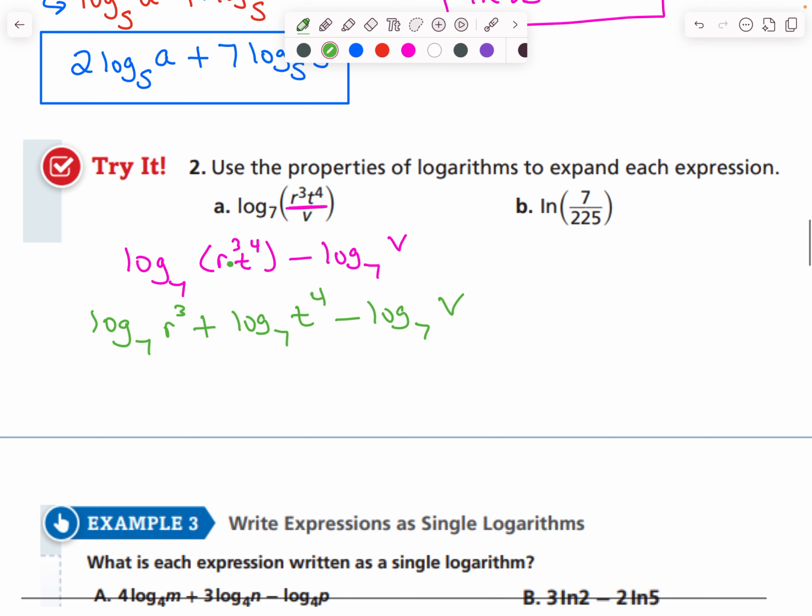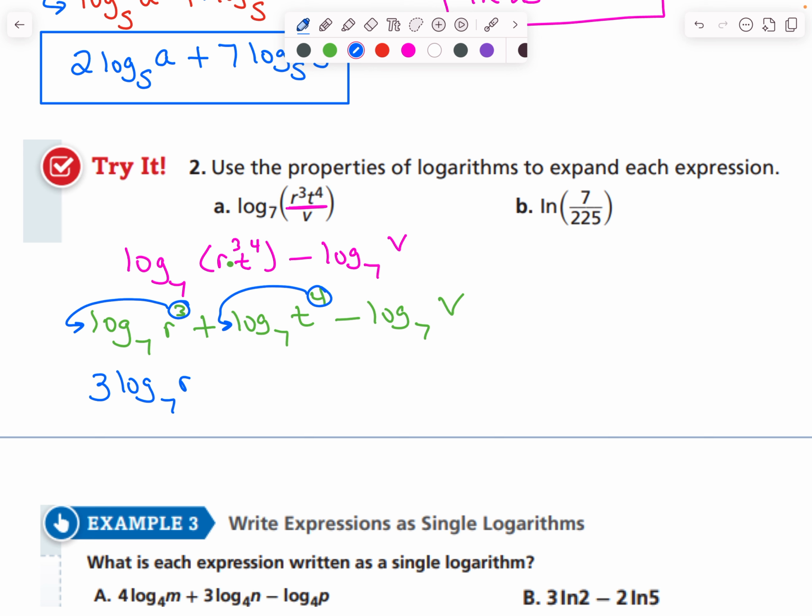And then there really is just one more thing left to do. Maybe you notice that both of these have powers. Remember that those powers go in front of their logs. So we're going to move those to the front as a product. And final answer: 3 log base 7 of r plus 4 log base 7 of t minus log base 7 of v.